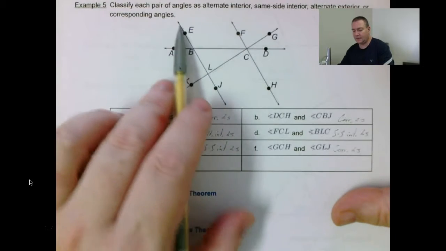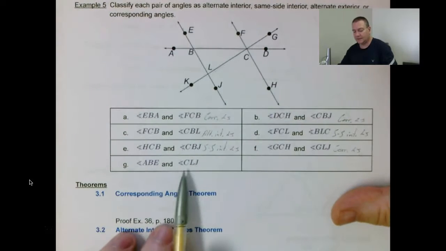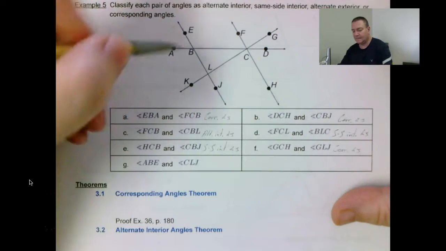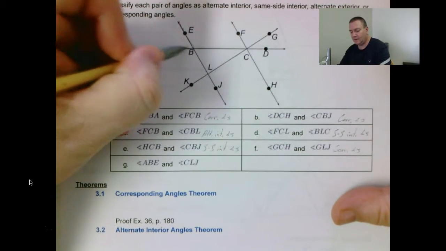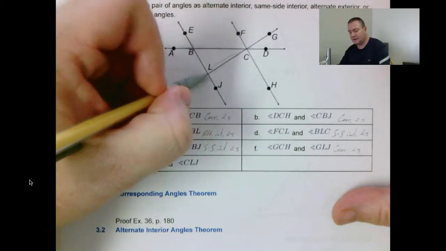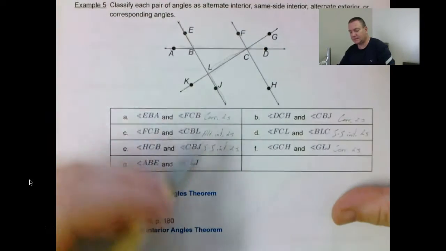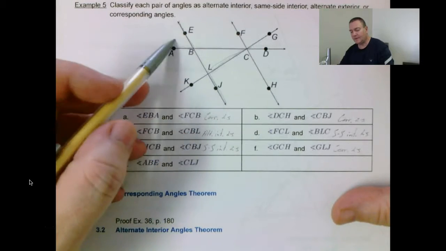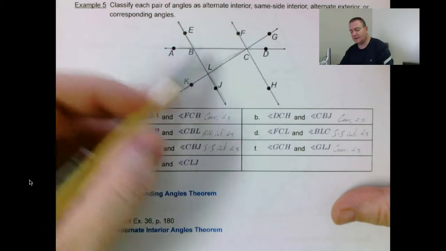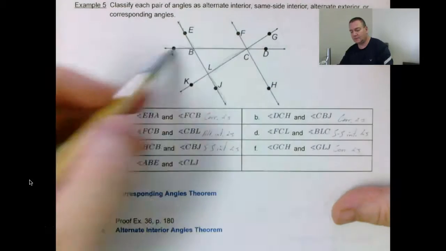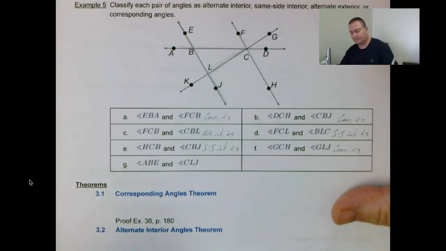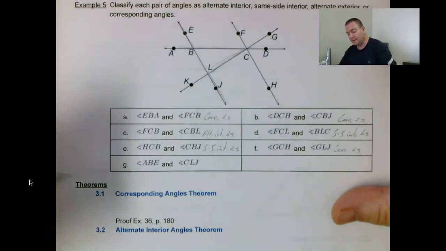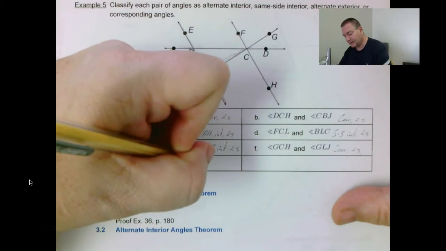ABE right here. CLJ is here. So ABE, CLJ. A little bit harder to see. The transversal is EJ. They are outside of the lines that are being cut, and they are on opposite sides of the transversal, making them alternate exterior angles.